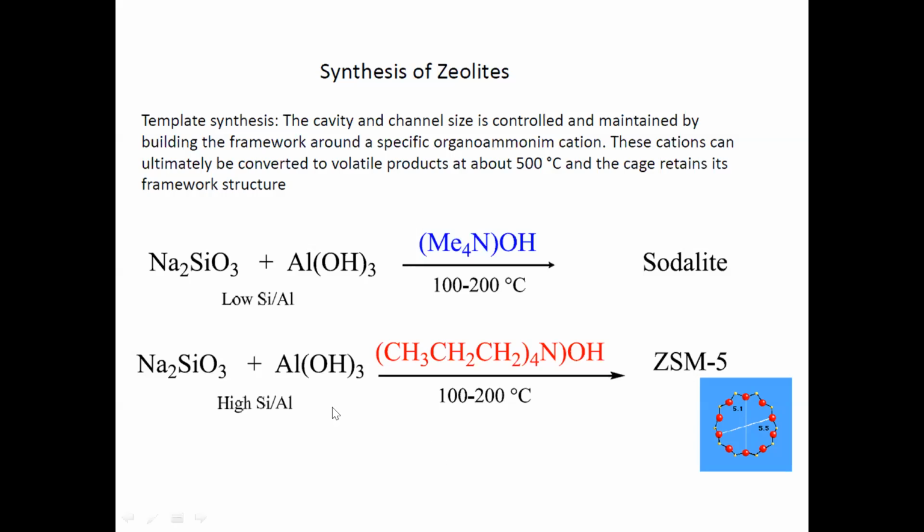For example, sodium silicate and aluminum hydroxide with tetramethyl ammonium salt: if you heat, you get sodalite. Similarly, if you take a bigger cation, then you get ZSM5.